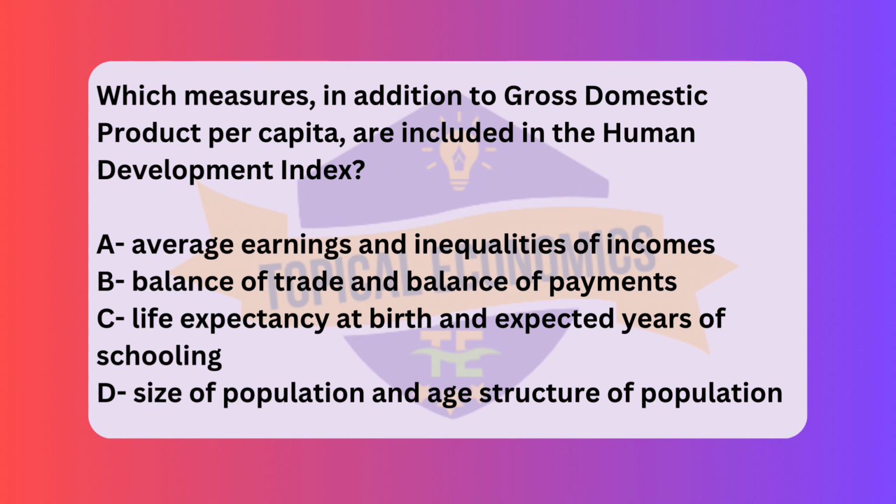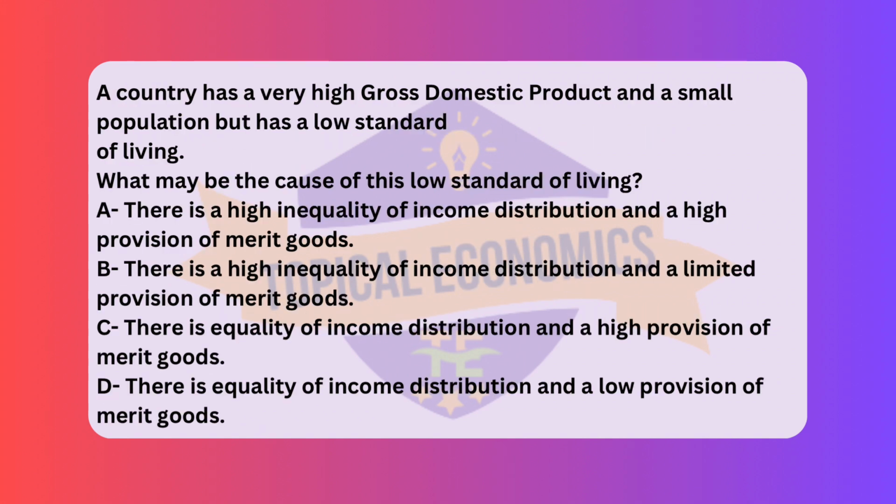Lastly, option D, size of population and age structure of population, is also incorrect. While the size and age structure of a population can have important economic and social implications, these factors are not included in the HDI calculation. The HDI focuses on measuring the quality of life through health, education, and income, rather than demographic factors like population size or age structure. Moving to question 26.